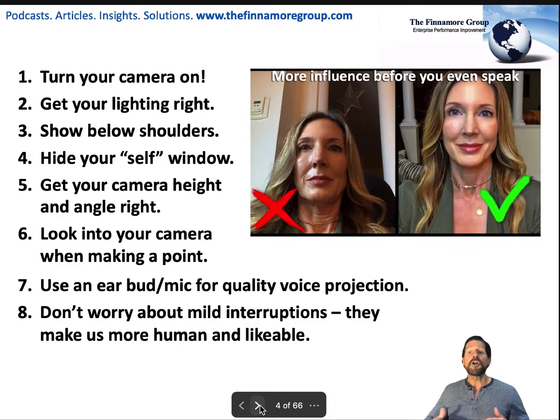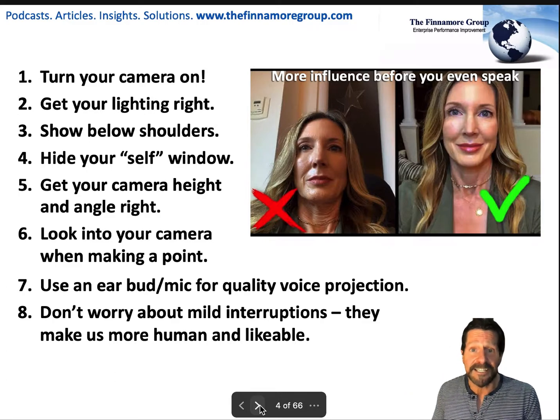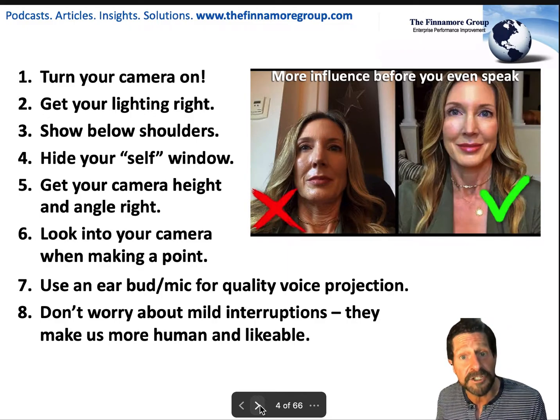Third thing, show below your shoulders so you have the opportunity to use gestures and use your hands as body language. Research shows when you emphasize something, it's heard better. And sometimes that's the kind of communication we need. Next, hide your self window or you'll spend time looking at it. And when you're looking at your self window, then you're not looking at the camera. And when you're not looking at the camera, you're not gazing, you're not making eye contact. And that's critical to get and hold people's attention and show your sincerity about a certain point.